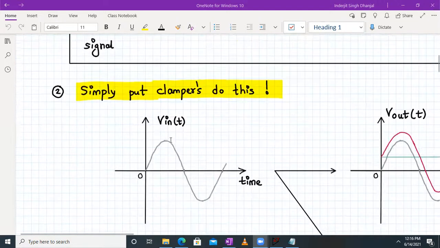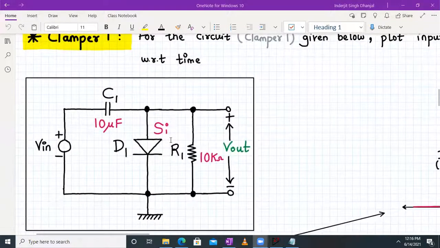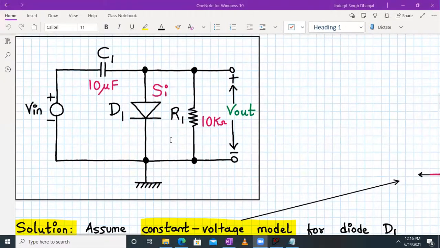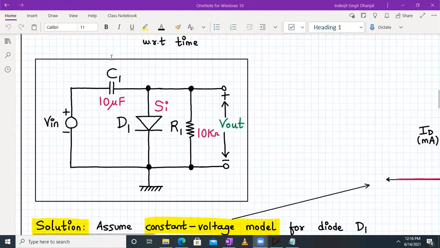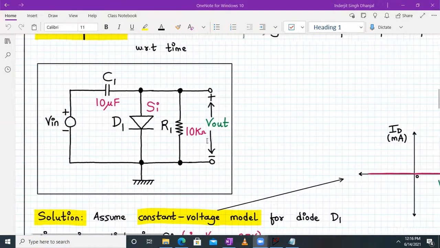Without further delay, let us start with the clamper circuit. This is my clamper number one. For this circuit, I have to plot the input and output waveforms with respect to time. It consists of a 10 microfarad capacitor, a silicon diode connected in parallel with the output, and a resistor of value 10 kilo ohms. Output is taken across the resistor.